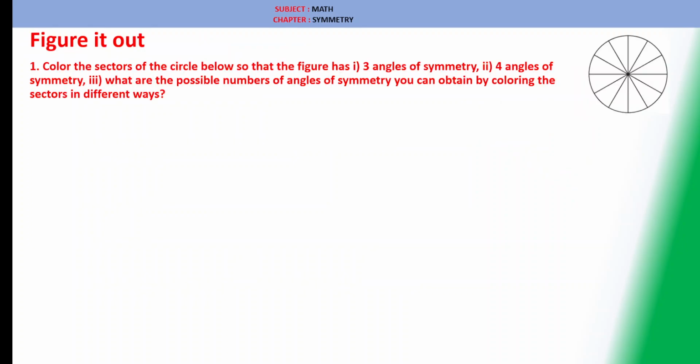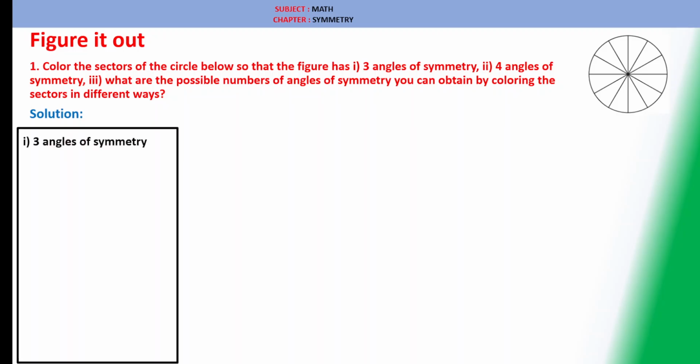Figure it out. Question number 1. Color the sectors of the circle below so that the figure has 3 angles of symmetry. Second subsection, 4 angles of symmetry. And third, what are the possible numbers of angles of symmetry you can obtain by coloring the sectors in different ways? Solution. Let us see 3 angles of symmetry.